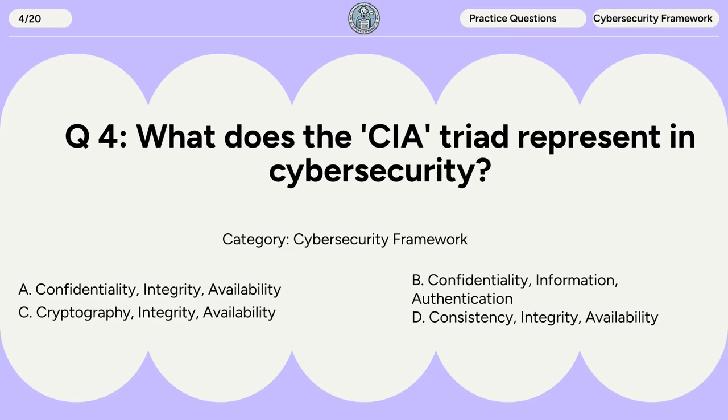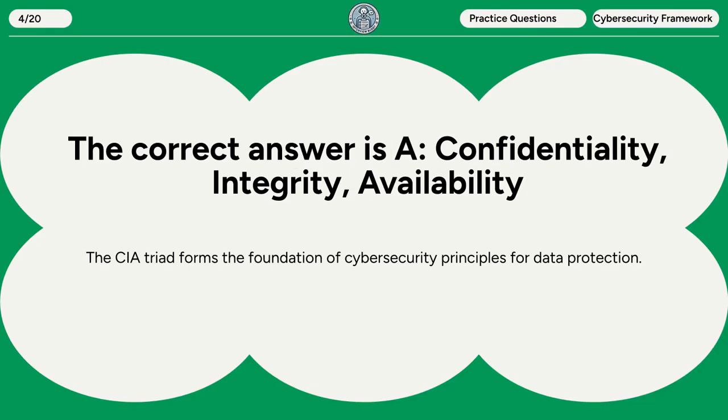Question 4. What does the CIA triad represent in cybersecurity? A. Confidentiality, integrity, availability. B. Confidentiality, information, authentication. C. Cryptography, integrity, availability. D. Consistency, integrity, availability. The correct answer is A. Confidentiality, integrity, availability. The CIA triad forms the foundation of cybersecurity principles for data protection.